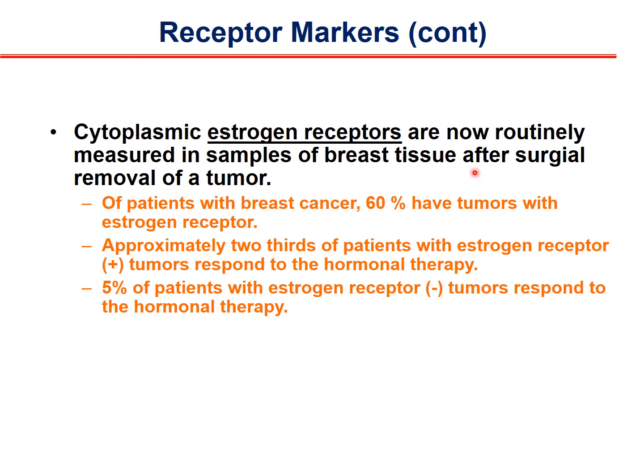Cytoplasmic estrogen receptors are now routinely measured in samples of breast tissue after surgical removal of the tumor. Of patients with breast cancer, 60% have tumors with estrogen receptors. Approximately two thirds of the patients with estrogen receptor positive tumors respond to the hormonal therapy. Only 5% of the patients with estrogen receptor negative tumors respond to the hormonal therapy.